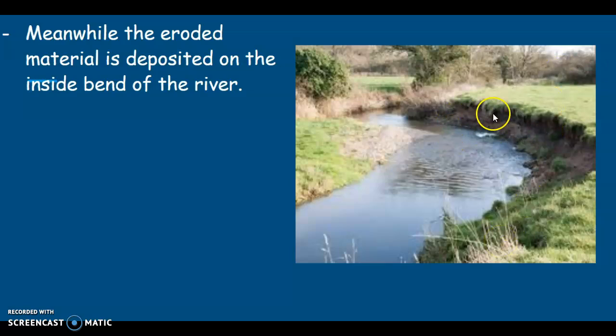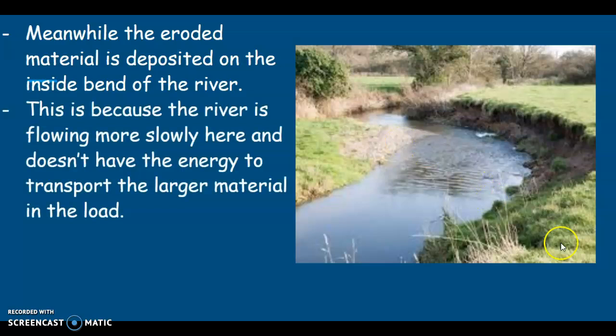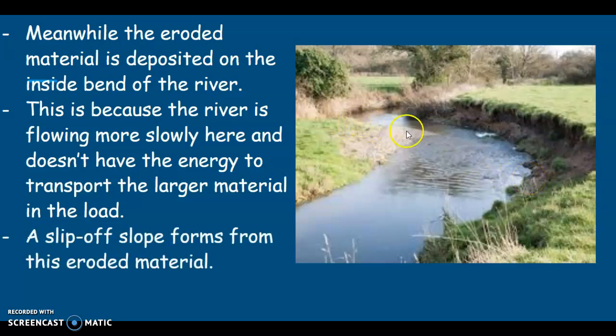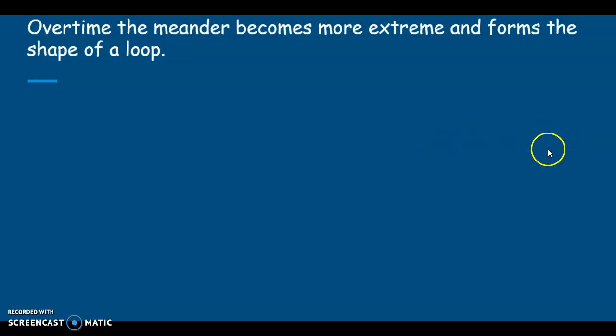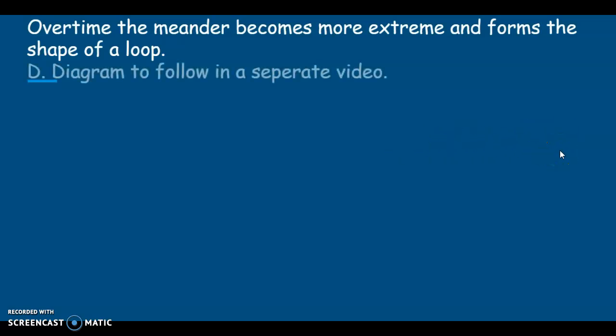While you have erosion on the outside bend, you have material being deposited on the inside bend of the meander. This is because the river flows more slowly on the inside bend, and it doesn't have the energy to transport large material in its load. A slip-off slope, which is what we have here, forms from this material. Over time, the meander becomes more extreme and forms the shape of a loop.